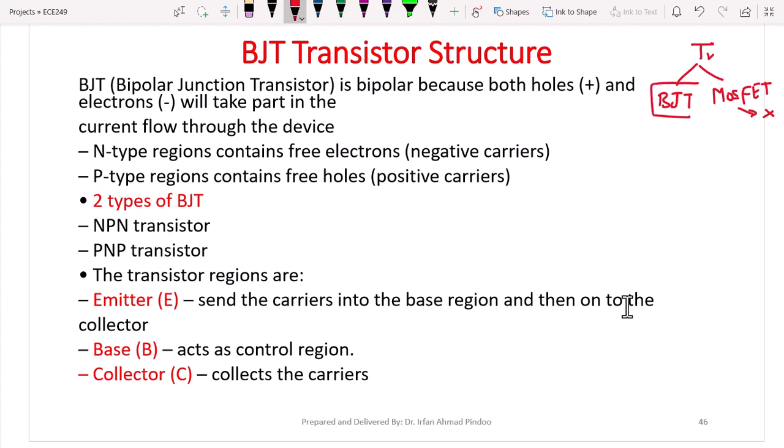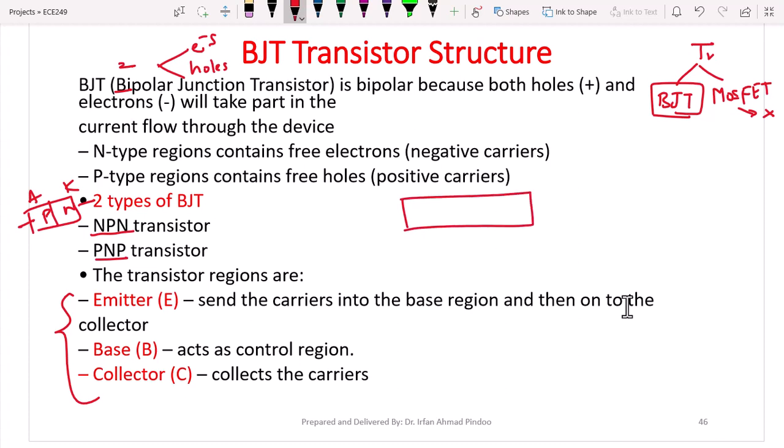Now BJT, why is it called bipolar? Because the current in the BJT is due to two polarities. And what are those two polarities? Electrons and holes, right? And the second important point is, BJTs are three terminal devices. If we talk about a diode, it was a two terminal device. We had anode, we had cathode, P and N. But BJT is a three terminal device that can be NPN or PNP.